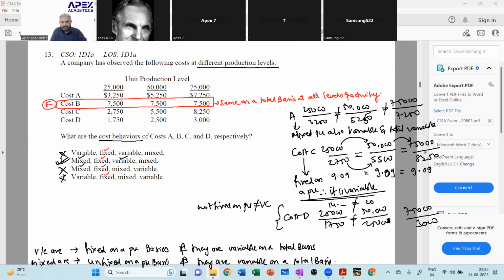Therefore, it is not a variable cost, and it is not fixed on a total basis. Therefore, this is nothing but a mixed cost. So it is a mixed cost, and here again they have gotten it wrong. So this is your answer. Last time we actually calculated the variable aspect of every one of them.